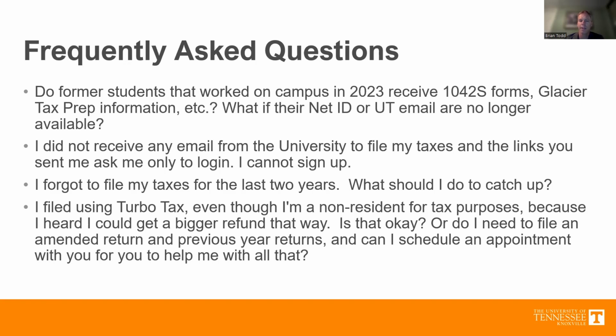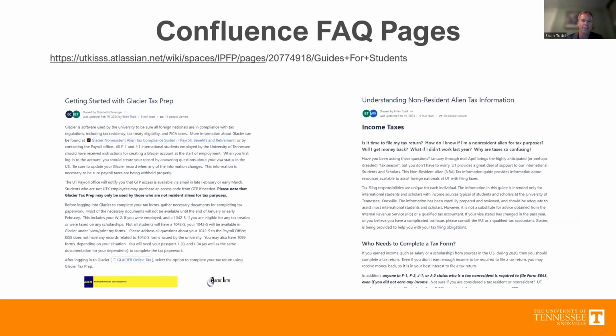So that's a segue into the next part. If we could move on to the next section, we wanted to make you aware of resources. And so this is really the last section of this presentation. First of all, we have Confluence FAQ pages, and these are like wiki pages that are provided. So there's one for getting started with Glacier Tax Prep, one for understanding non-resident alien tax info. Let's go on to the next slide.